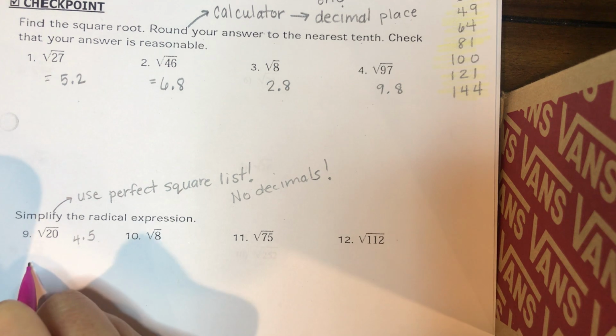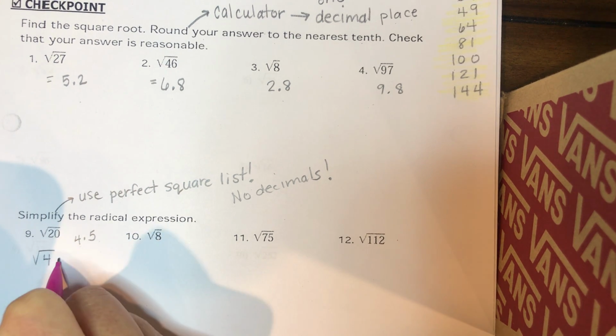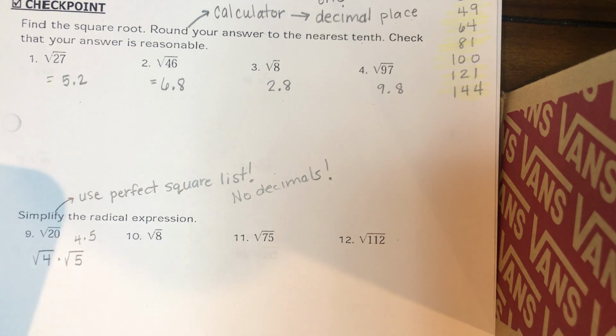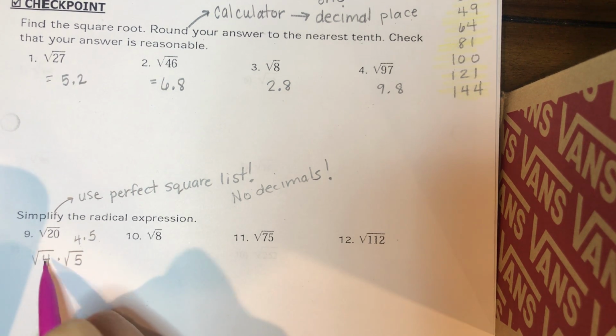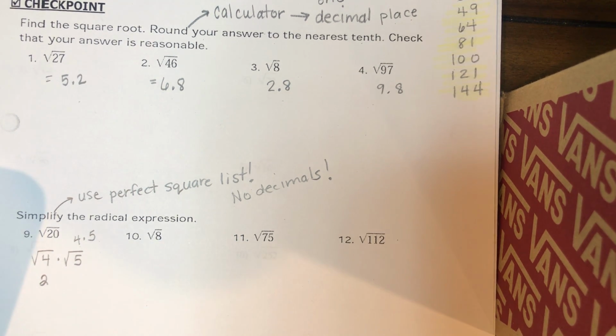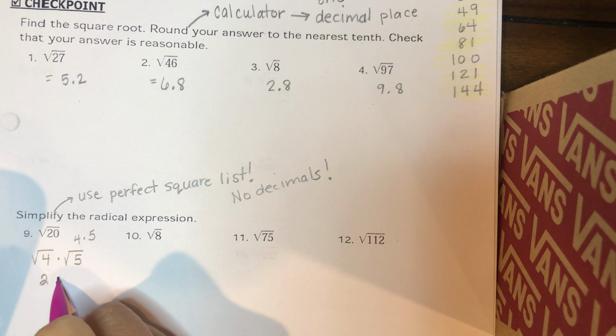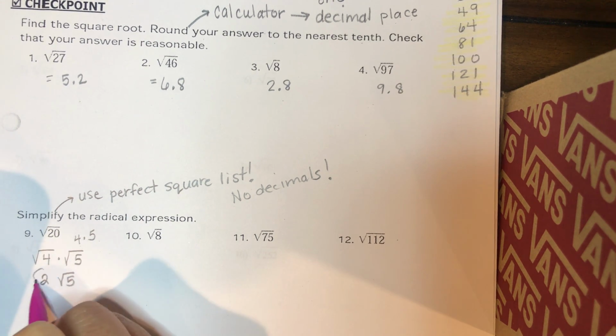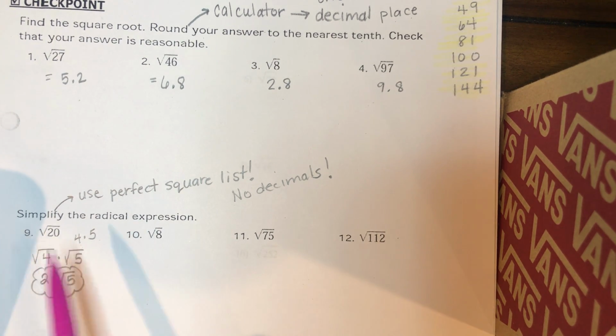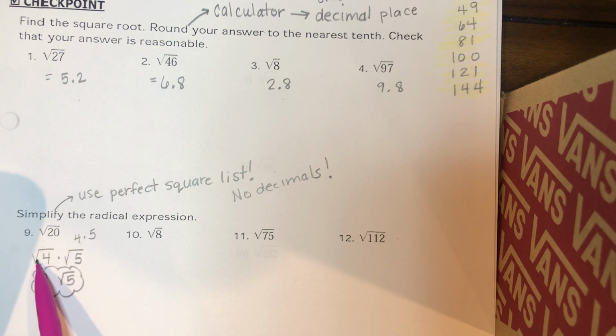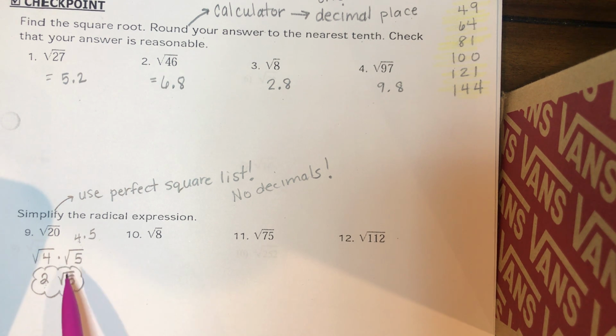So remember, we write this as the square root of 4 times the square root of 5. The square root of 4 is 2. We bring down the root 5. Remember, we write the perfect square number first because that's the one that's going to simplify to a regular number without a square root. The second number is the number you're going to bring down and keep the square root symbol.